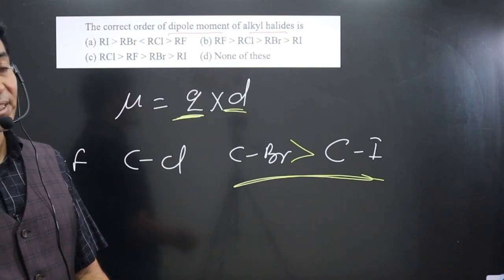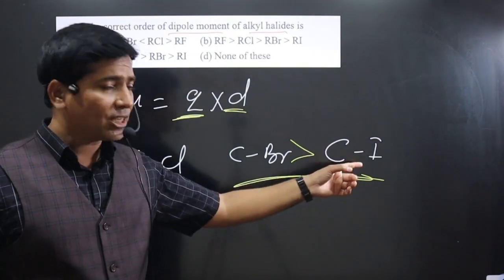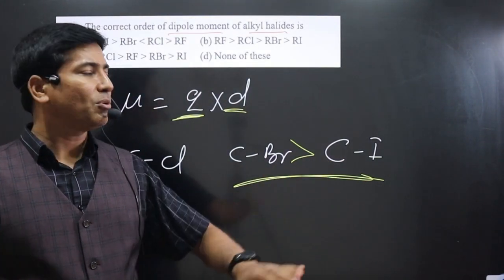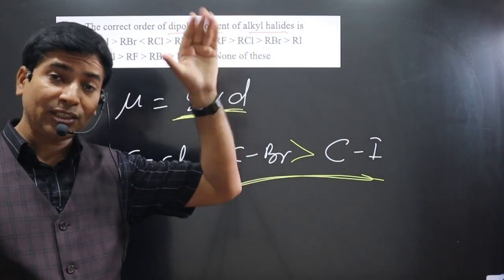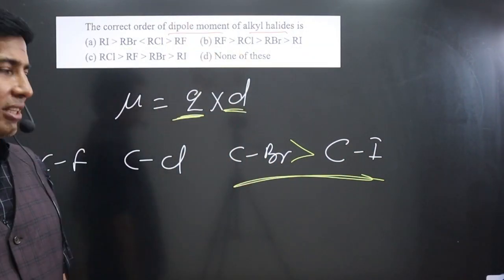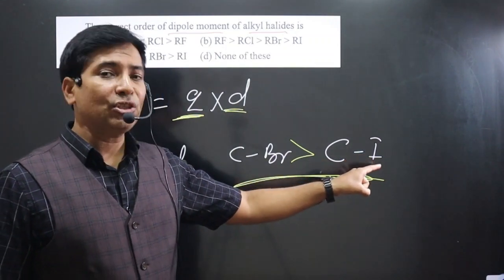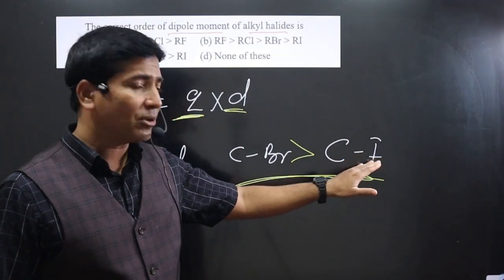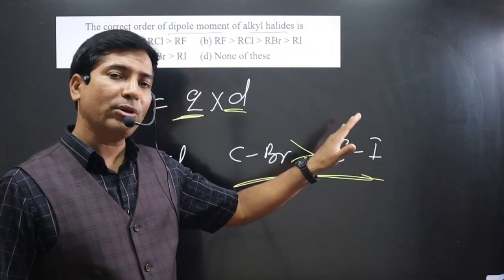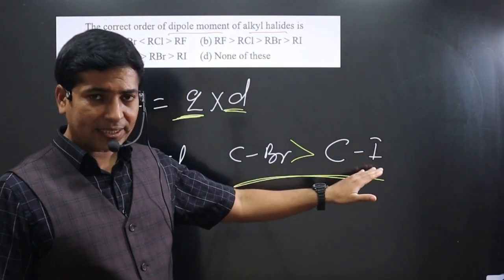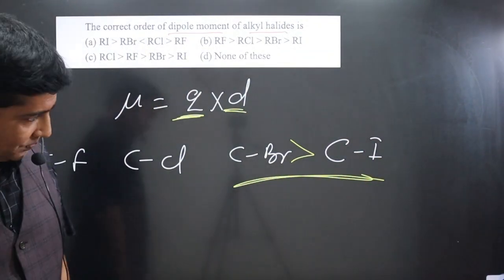Iodine has the largest size, so in this case the magnitude of the charge will be less, and it will have a higher tendency to get polarized. You might have learned this in Fajan's rule. Since it has the larger size, the magnitude of the charge is very less, and hence the dipole moment is also very less.